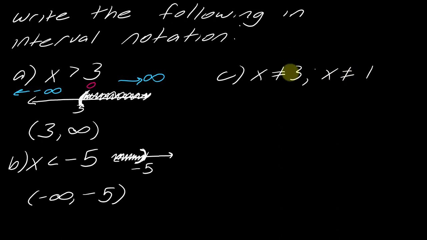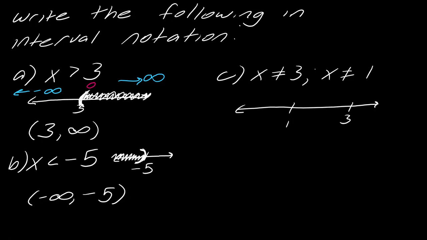Okay, so how would I represent this idea in interval notation? Well, here I've got 1 and 3 on my number line. What I want to do is draw my number line in a way to show that I'm excluding these two.